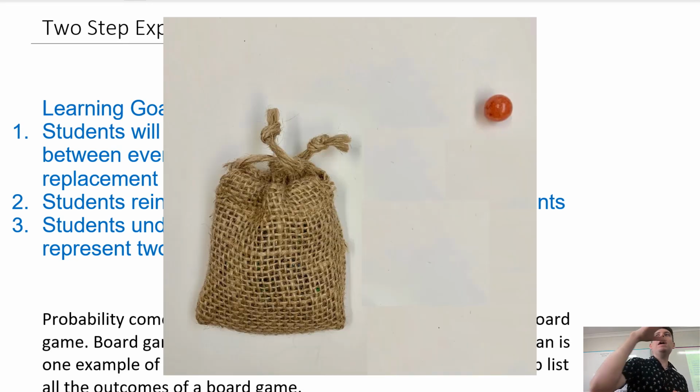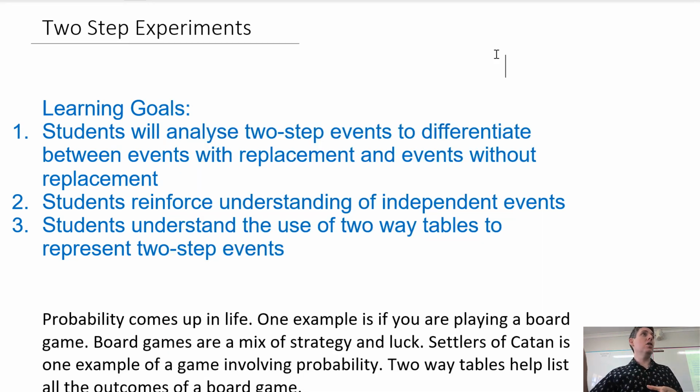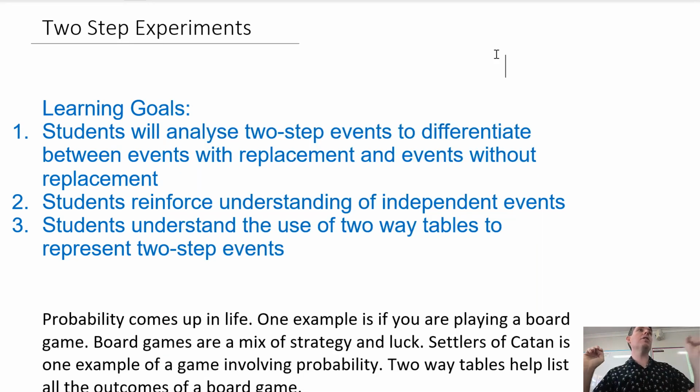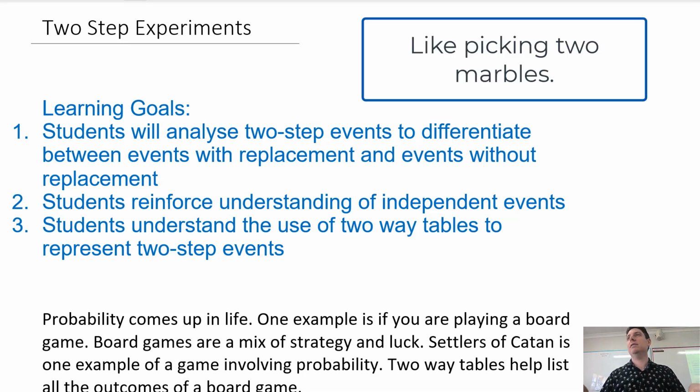So it's like you're picking a marble out of a bag, so you could pick a second marble without putting the first one back. That's called without replacement. You could take a second marble, but you put the first one back. That's called with replacement. So I'm going to do an example of each of those today. So we're just looking at two-step experiments. So we're doing two things.